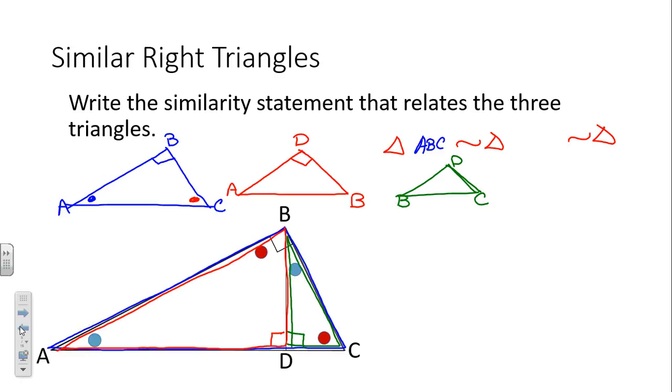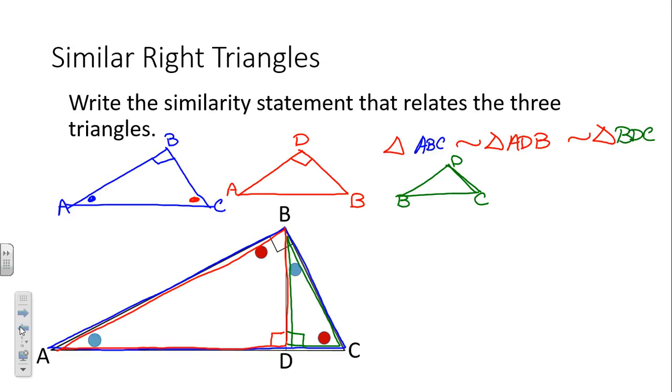Then the red triangle has to be named what? A, C, B, right? Because ABC went from blue dot to right angle to red dot. So we need to do the same thing, A to D to B. And finally, our green triangle has to be called what? D to B to C.